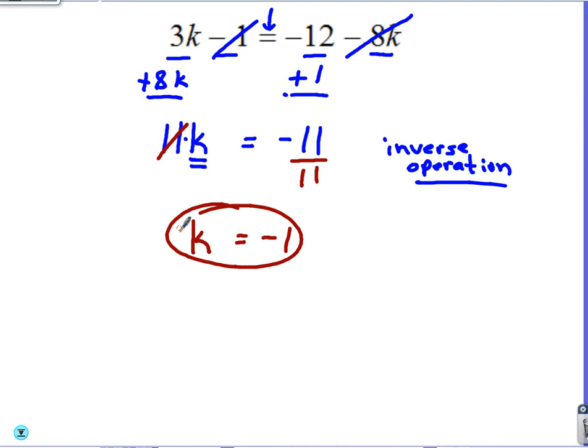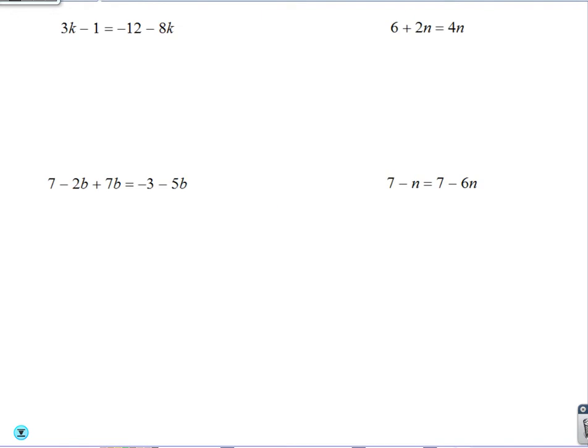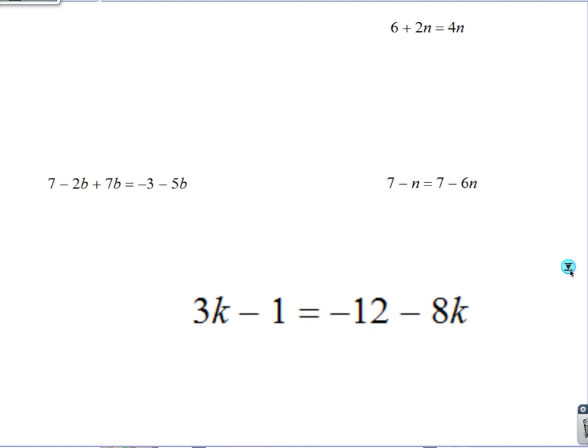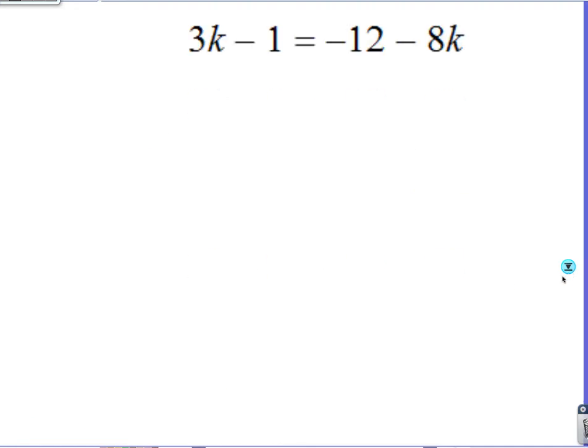If you want to, you can always go back and check. Everywhere you have a k, let's check this. We think that k is equal to negative 1. Let me get this back down here. This is when we worked. We think k is negative 1. We think that 3 times negative 1 minus 1 will equal negative 12 minus 8 times negative 1.